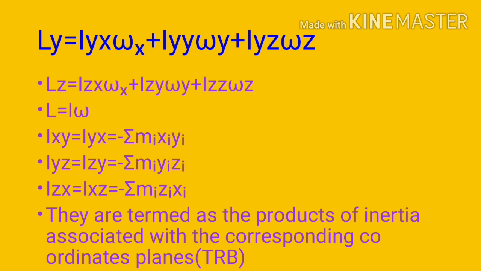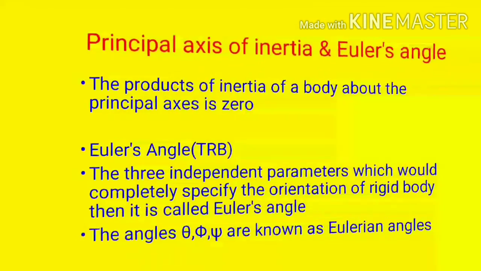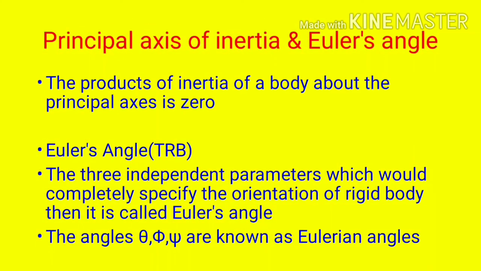Lx is equal to Ixx omega x plus Ixy omega y plus Ixz omega z respectively. Similarly, we can derive the values of Ly and Lz. Then we conclude that Ixy is equal to Iyx, Iyz is equal to Izy, and Izx is equal to Ixz. The three independent parameters theta, phi, psi, which completely specify the orientation of a rigid body, are called Euler angles. The Euler angles theta, phi, psi are asked in competitive exams.